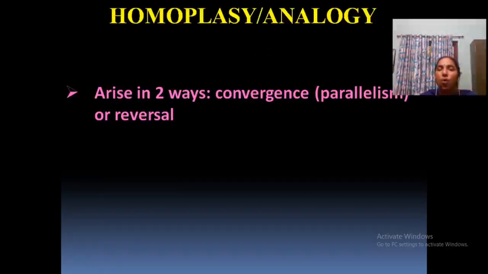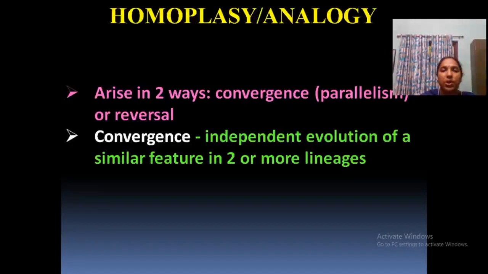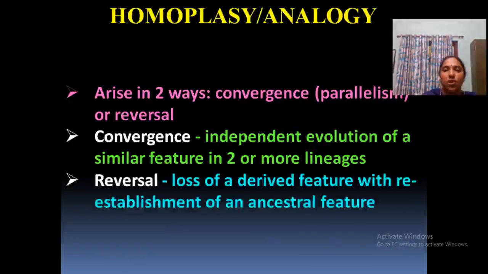Then another one is analogy. There are convergence or parallelism or reversal. Two points are there. Independent evolution of a similar feature in two or more lineages. Reversal means loss of a derived feature and again going back to the first ancestral feature. So a derived feature, flowers with petals and everything are there, but it is lost and goes back to the first, meaning a not distinguishable condition, that is the perianth condition.